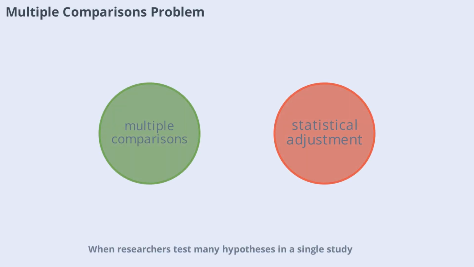When researchers test many hypotheses in a single study, the chance of finding a significant result by chance increases. This is known as the multiple comparisons problem. Good studies adjust for multiple testing using statistical methods. When analyzing conclusions, check whether the authors accounted for this issue.